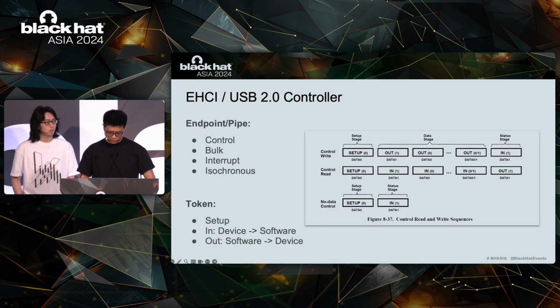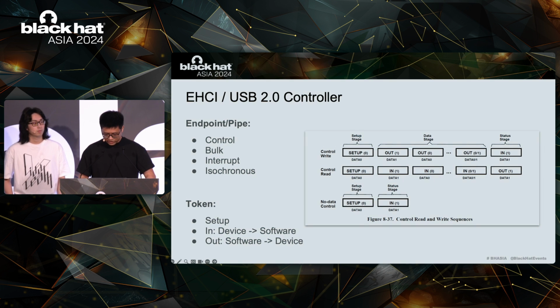Finally, there is one more slide. We need to know what an EHCI data transfer looks like. A USB device will have multiple endpoints for transmission, and each endpoint will have a unique pipe. The control pipe is used to configure the USB device.